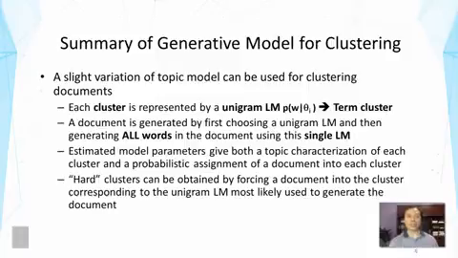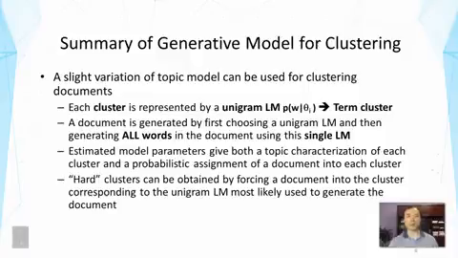A document is generated by first choosing a unigram language model and then generating all the words in the document using this single language model. And this is very different from, again, topic model, where we can generate the words in the document by using multiple unigram language models. Then the estimated model parameters will give both a topic characterization of each cluster and a probabilistic assignment of each document into a cluster. And this probabilistic assignment sometimes is useful for some applications.